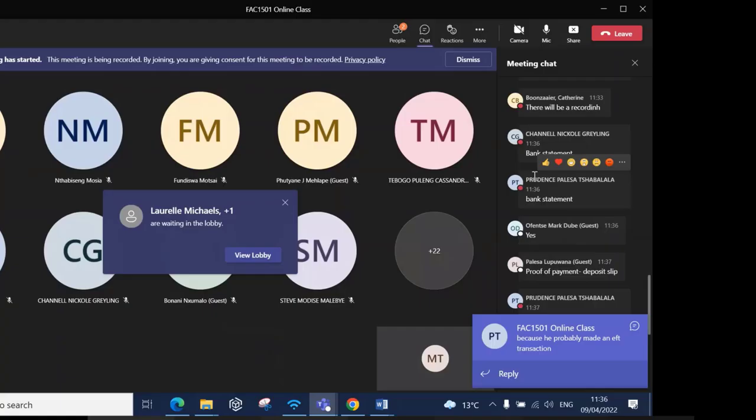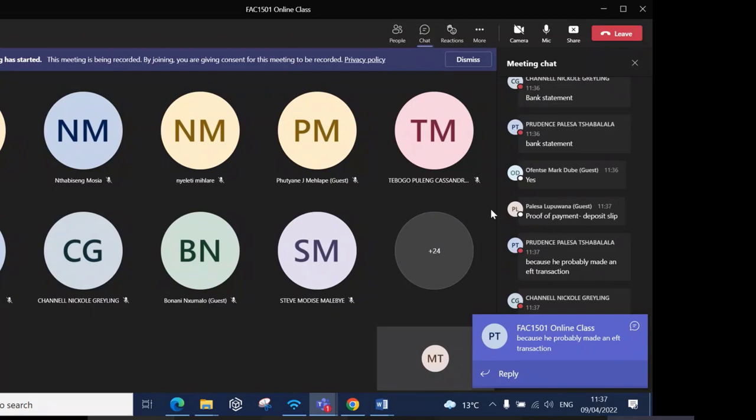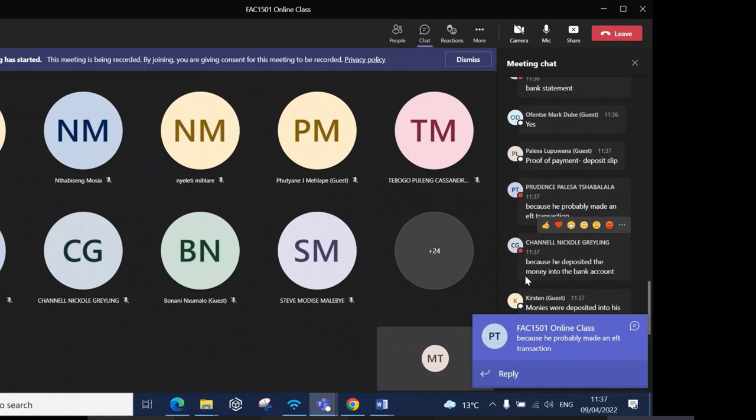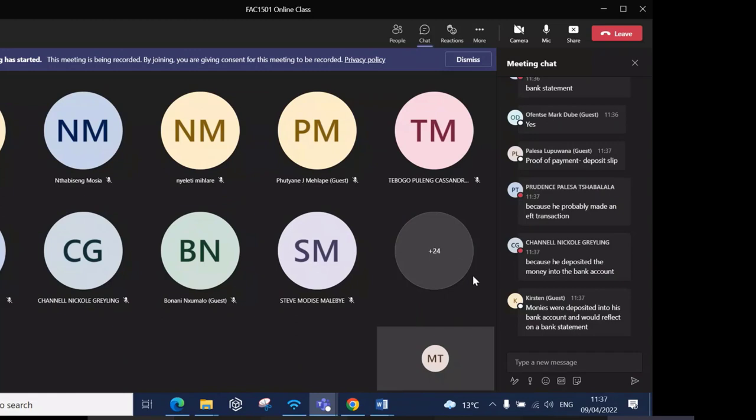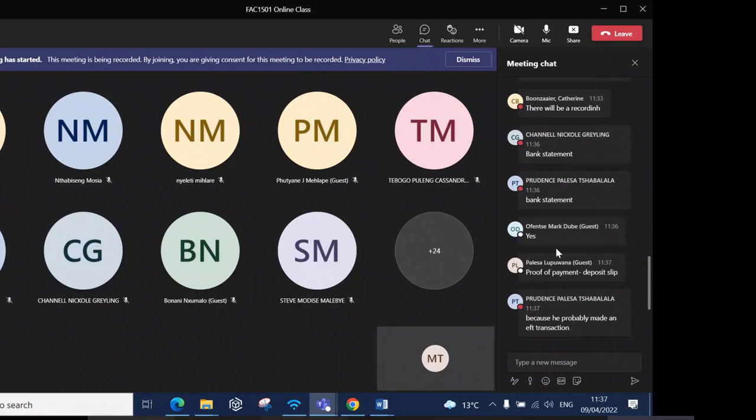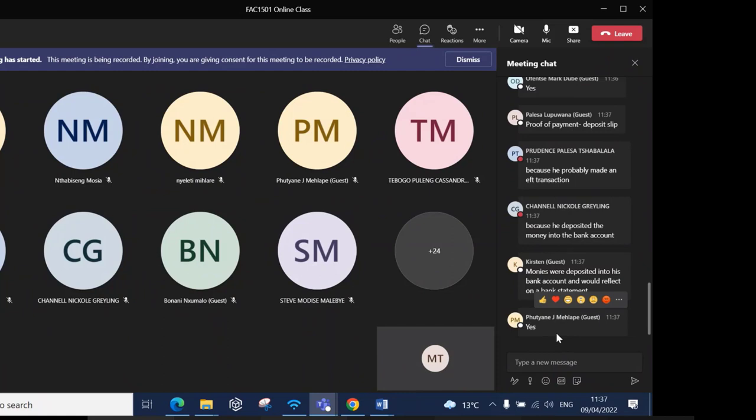Prudence, Chanel, and Ofense agree. Palesa says proof of payment, because he deposited money. Chanel, yes, monies were deposited into his bank account and will reflect on the bank statement. Guys, do you agree? Everybody else, do you agree with Chanel, Prudence, Ofense, Palesa, Kirsten, and Putiani? Because everybody's just saying yes, the source document is the bank statement.